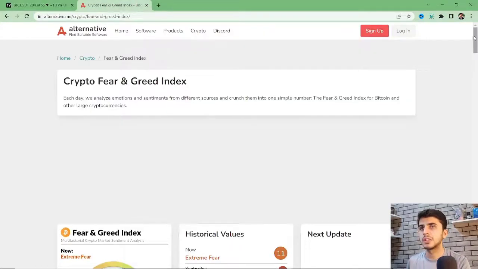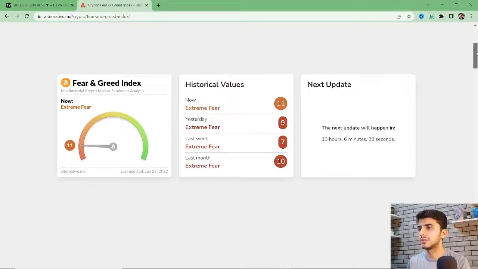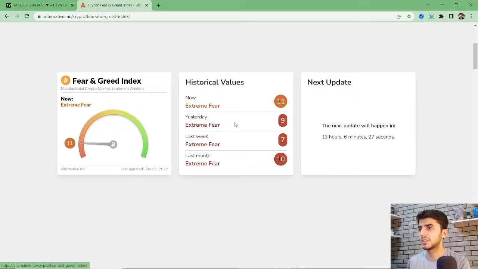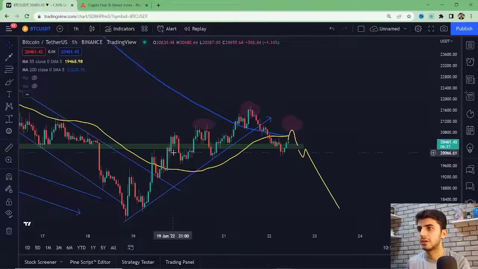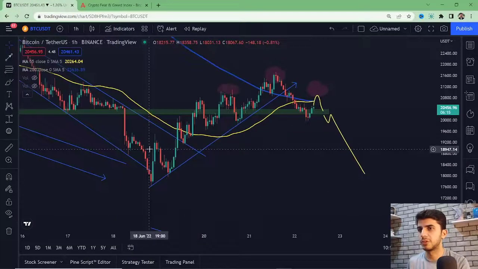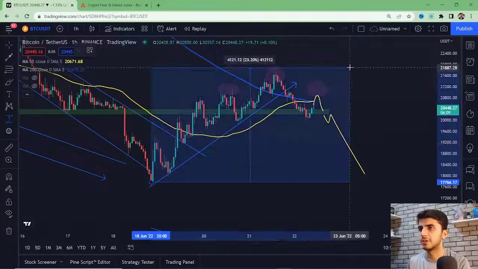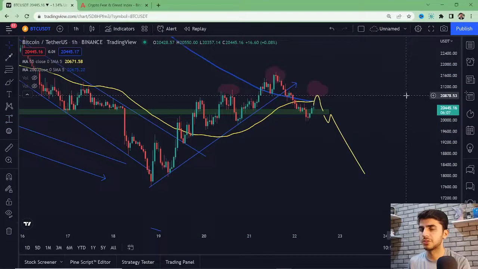Let's quickly take a look at the fear and greed. So yesterday was extreme fear, and now the fear has little bit exhausted. And you see, look at this last week when I was talking about extreme fear at 7 and Bitcoin price was somewhere around there. I was talking about buying it a lot here. So if you bought it there, you already made a 20 to 23% move.